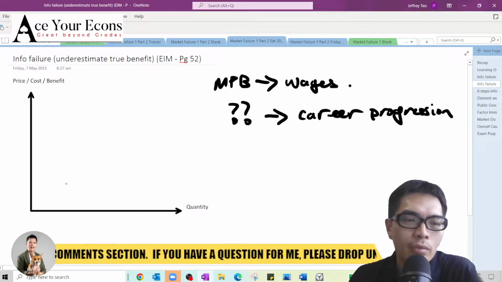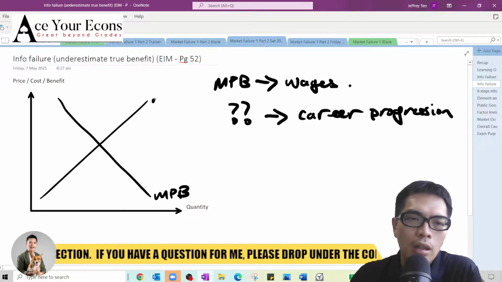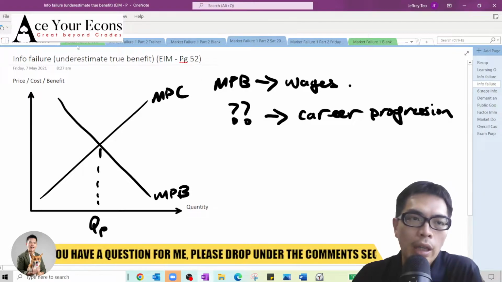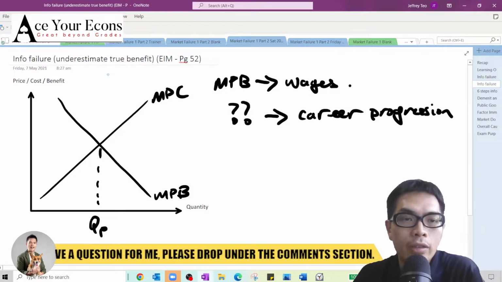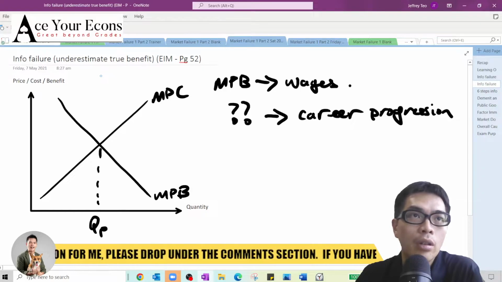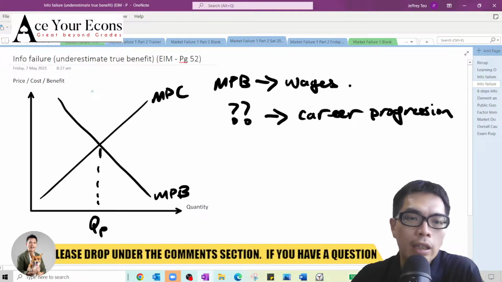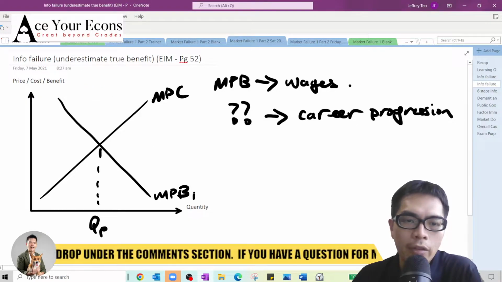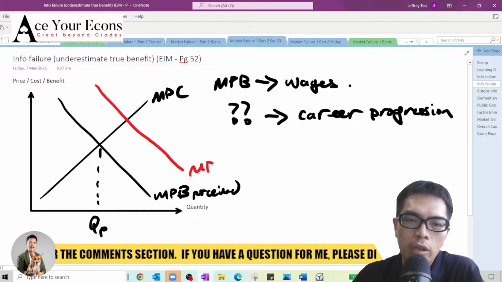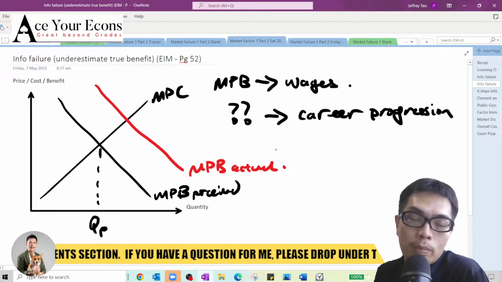All right, so let's go through this again. The rational consumer will consume education up to QP. If there are unknown benefits to oneself, in terms of future career progression and traveling opportunities that you may unlock in the future, then your perceived benefit is going to be lower than your actual benefit. So the catch here is, it is unknown benefit to oneself.